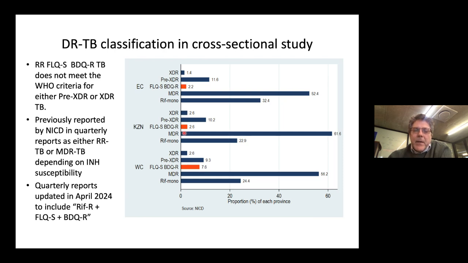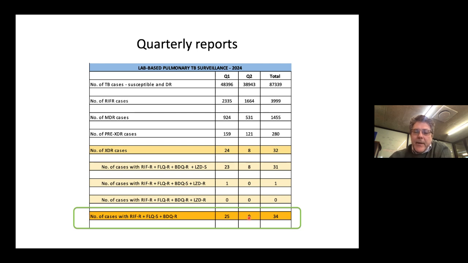And these in red boxes were previously reported by the NICD in our quarterly reports as either being RIF-R-TB or MDR-TB, depending on the INH susceptibility, but do not meet the criteria for pre-XDR or XDR. So in April of 2024, we updated our quarterly reports on the NICD to include a group called RIF-R, rifampicin-resistant, fluoroquinolone sensitive, bedaquiline resistant. And you can see this now in the last box of the quarterly reports, which are provided by province and district and sub-district. And this was the report released for Q2.